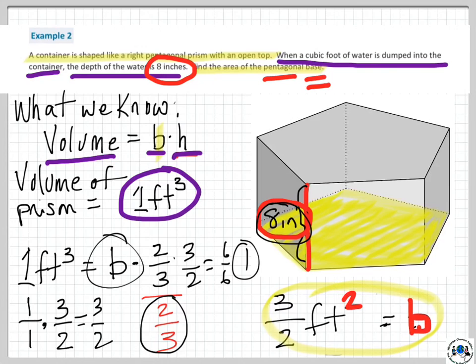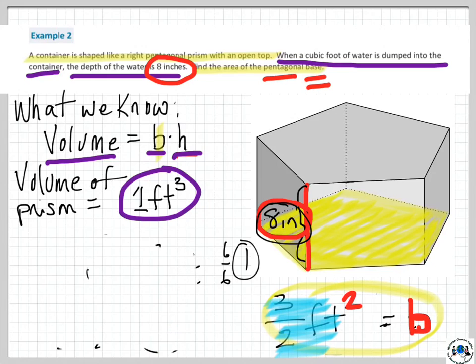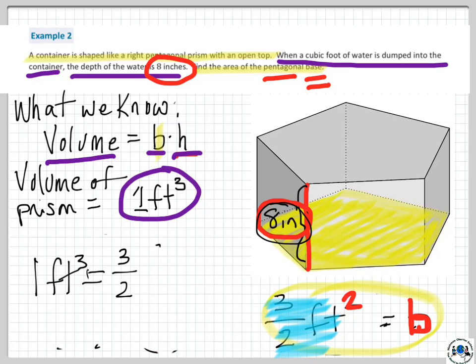Now we can go ahead and plug in this 3 over 2 square feet into our volume equation, just to keep checking. So let's go ahead and do that. Let's get rid of all this. And we'll put 1 cubic foot should equal, therefore, 3 over 2 square feet times 2 over 3 feet.